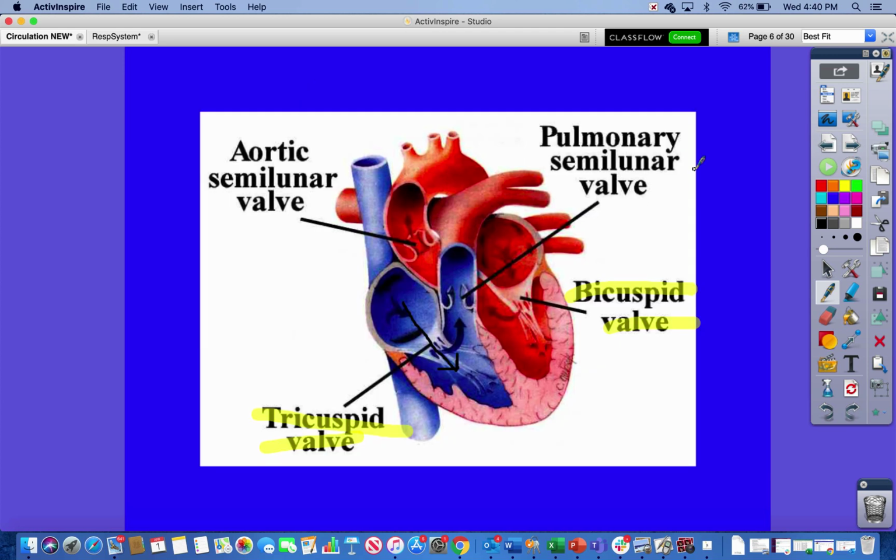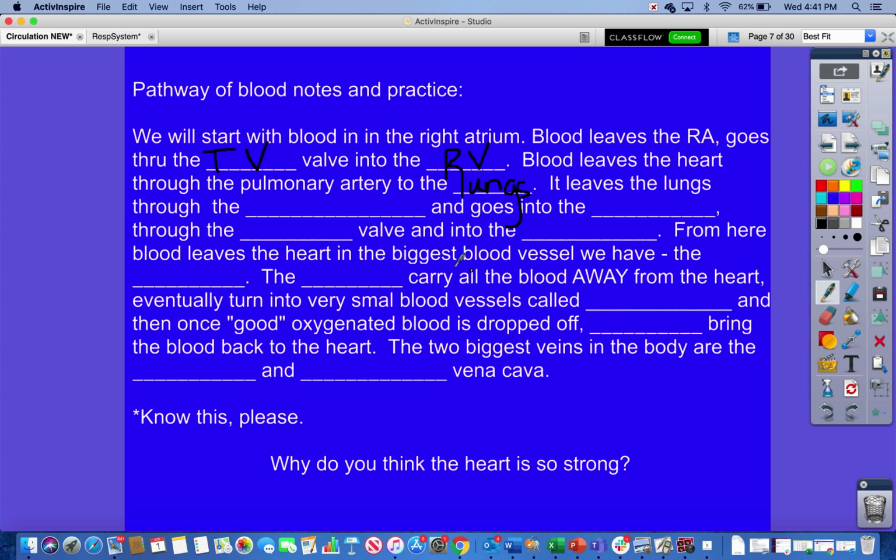The lungs are not a part of this picture, but the blood is going to come back through this thing right here, and this would be the pulmonary, bringing it to the heart. It leaves the lungs through the pulmonary vein and goes into the left atrium. LA is what I'm going to put here.